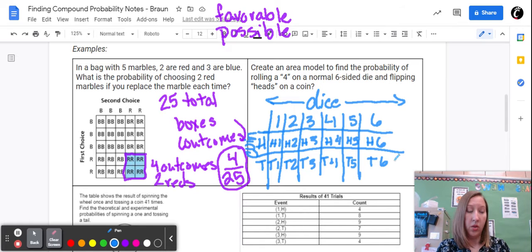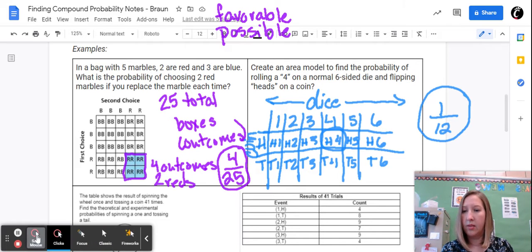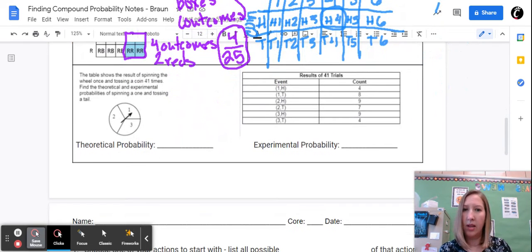So I want to look at the probability of rolling a 4 and flipping heads. So I'm looking for this one right here. This is one outcome where I have heads and 4. And that is my one favorable outcome out of my total. So I'm going to come back here and count. I have 1, 2, 3, 4, 5, 6, 7, 8, 9, 10, 11, 12. So 1/12 would be the probability of rolling a 4 and flipping a heads. Okay, so let's go ahead and take a look at our next example here.